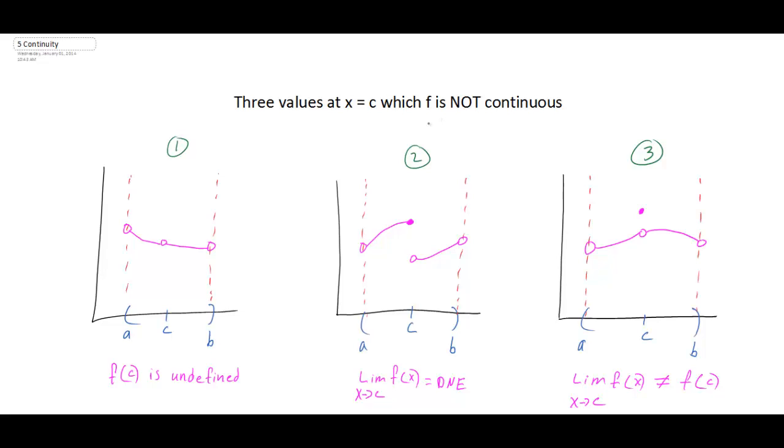Our first example here, you can see that we have an open interval from a to b, and our point c inside the interval that we're looking at. The first graph, you can see that we end up with an open circle here, and that's telling us that if we try to evaluate the function at c, f of c is undefined. That means there's no point that satisfies f of c. There's just simply a hole in the graph, so therefore you would have a discontinuity.